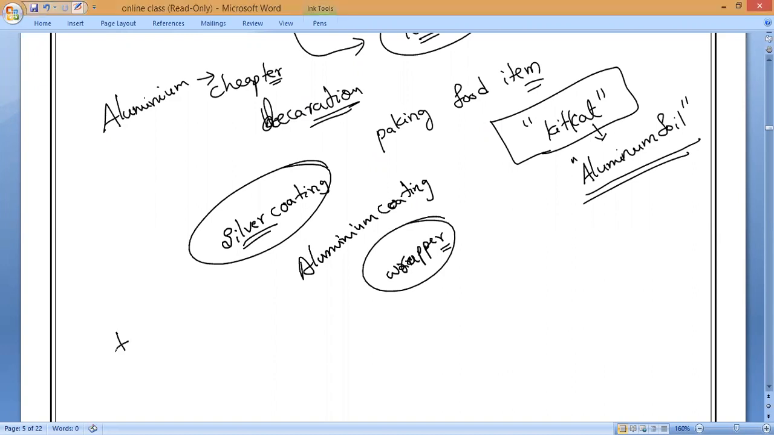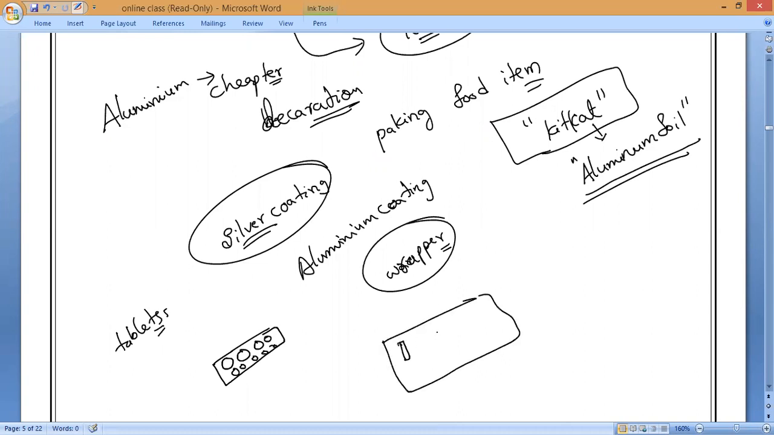Do you all take tablets? Everybody, tablets. You can see two kinds of tablets. Front side plastic, back side aluminum. We remove it and eat the tablet. Have you noticed it? Or else completely aluminum packing, with the tablets in the middle with gaps. Have you noticed it like this? So what kind of metal is this? Aluminium. That is what you have to remember.